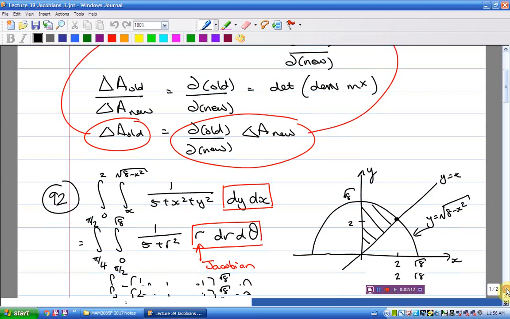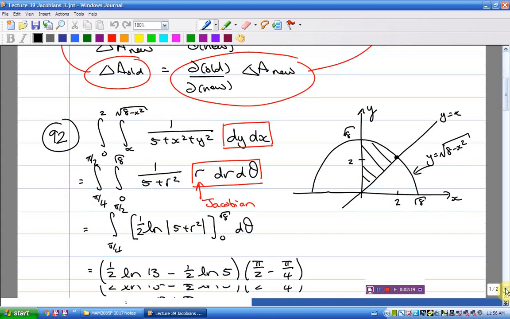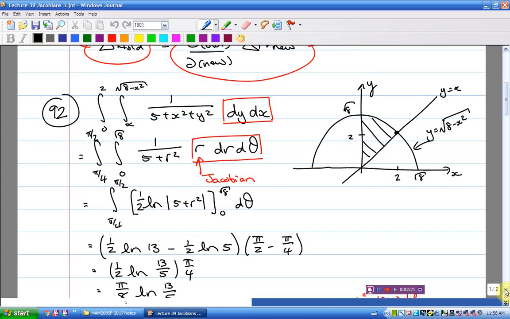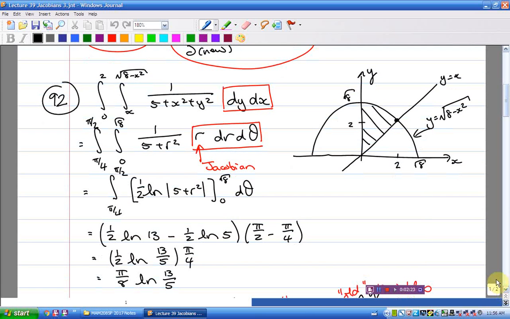Okay, I demonstrated with 3 examples, 92, 93, and 94. And they're all slightly different in that they all trigger the use of a coordinate change in different ways. In 92, what we have is an integrand that has an x squared plus y squared in it. Whenever you see x squared plus y squared in an integrand, you should at least pause to consider that polar coordinates might be useful, because x squared plus y squared gets replaced with r squared, which is very convenient.